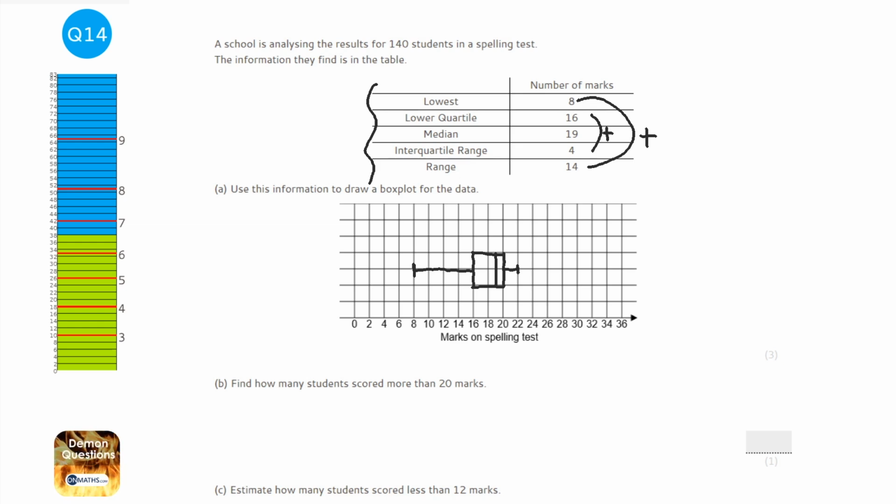Question B says, find how many students scored more than 20 marks. Well, 20 marks is our upper quartile. That means that 25% of the students scored more than 20 marks. So there are 140 students, so I just need to find out 25% of 140. And I can halve it, then halve it again, which is 35. So it's 35 students.